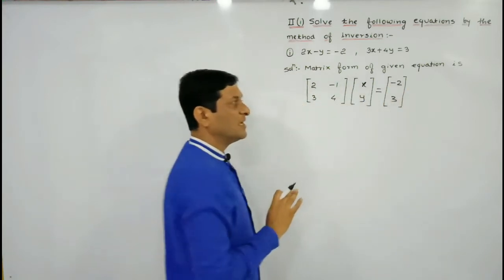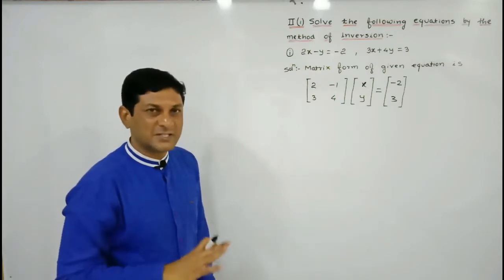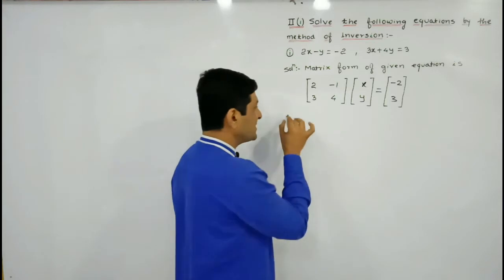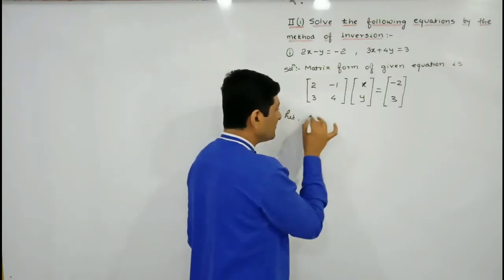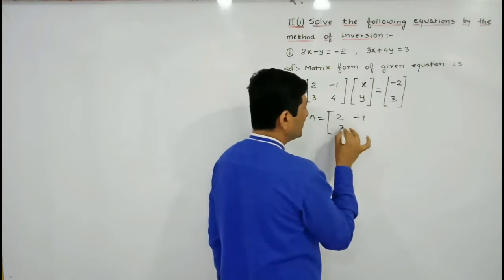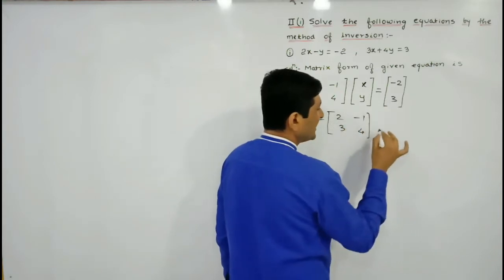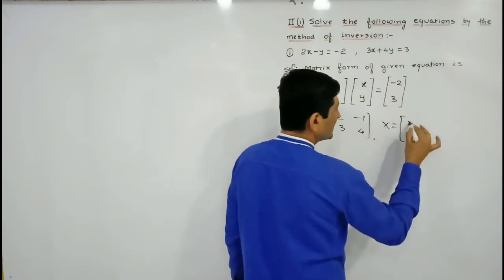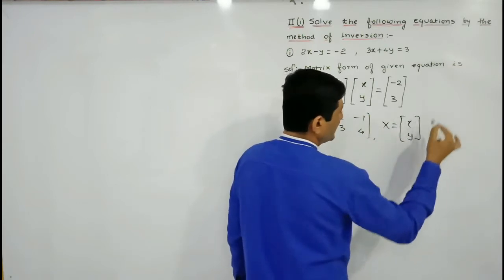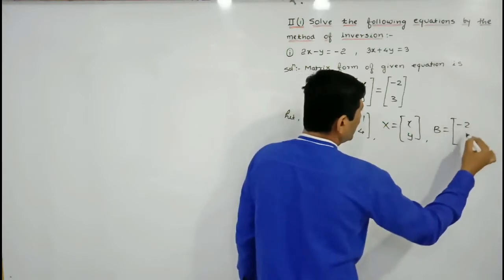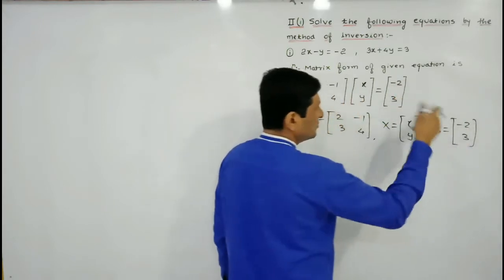Once the equations are written in matrix form, then in case of the inversion method we are denoting the first matrix by A. So let us denote the first matrix by A, where the elements of this matrix are 2, -1, 3, 4. I am denoting the second matrix by X, its elements are x, y, and denote this matrix by any capital letter. This time I am denoting it by B. So here the elements of this matrix are -2 and 3.